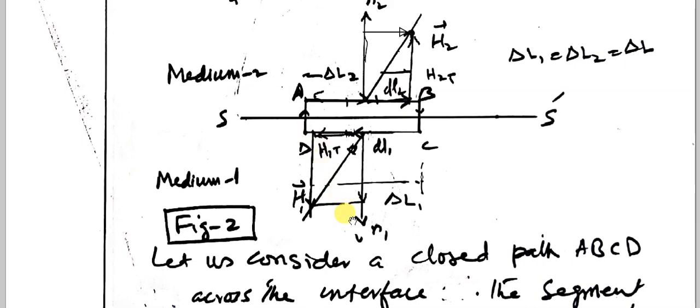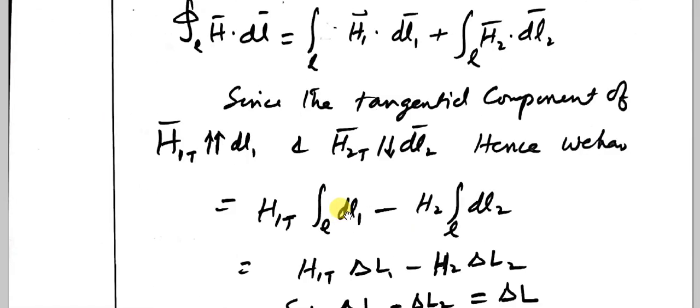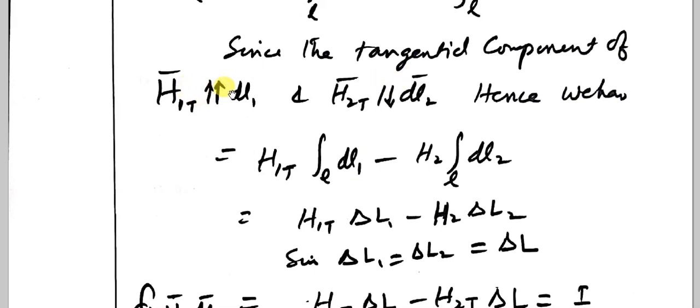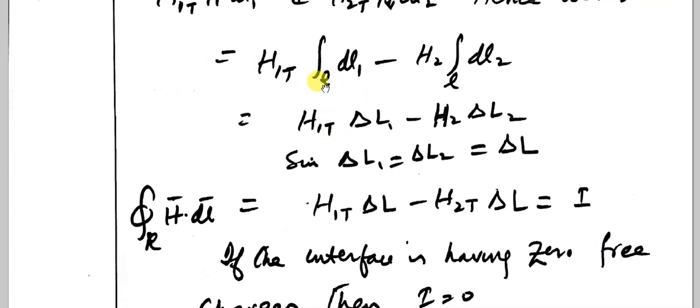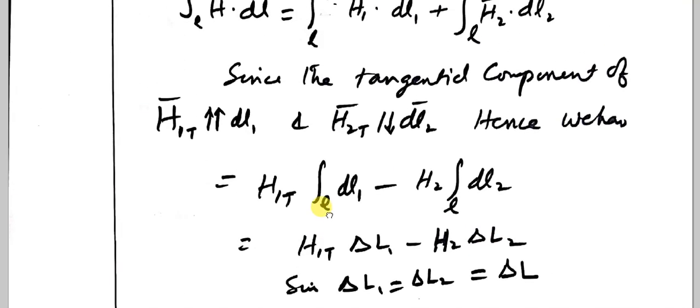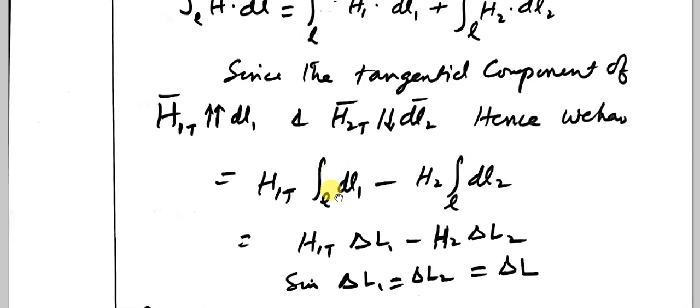So in this case, we have H1t times the loop integral of dL1 minus H2t times the loop integral of dL2. So one is parallel, the other one is anti-parallel. The integral applies to the variable length element, which is dL, while H1t and H2t are not varying. So we take H1t delta L1 minus H2t delta L2. The dot product, since they make either 0 or 180 degrees, comes to the cosine of theta, where cosine 0 is 1.